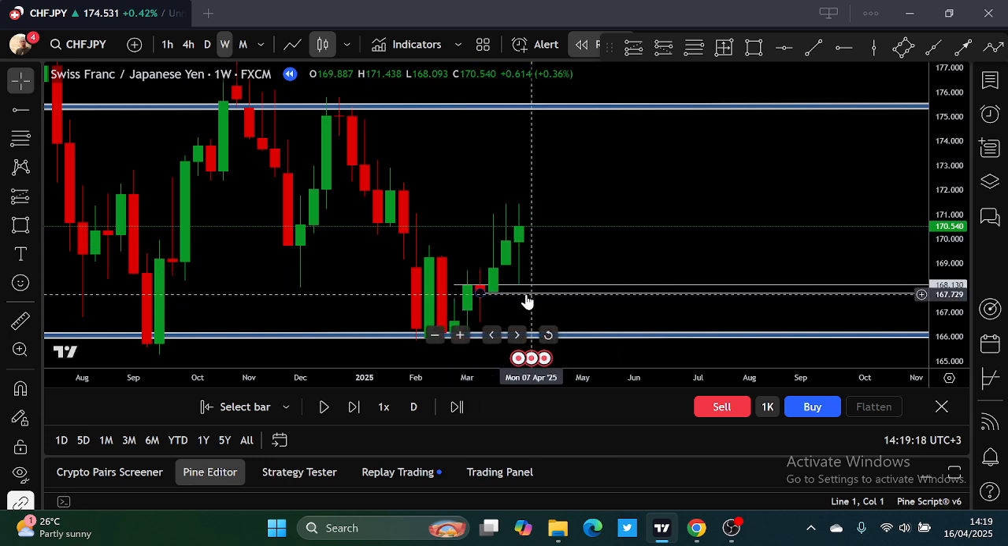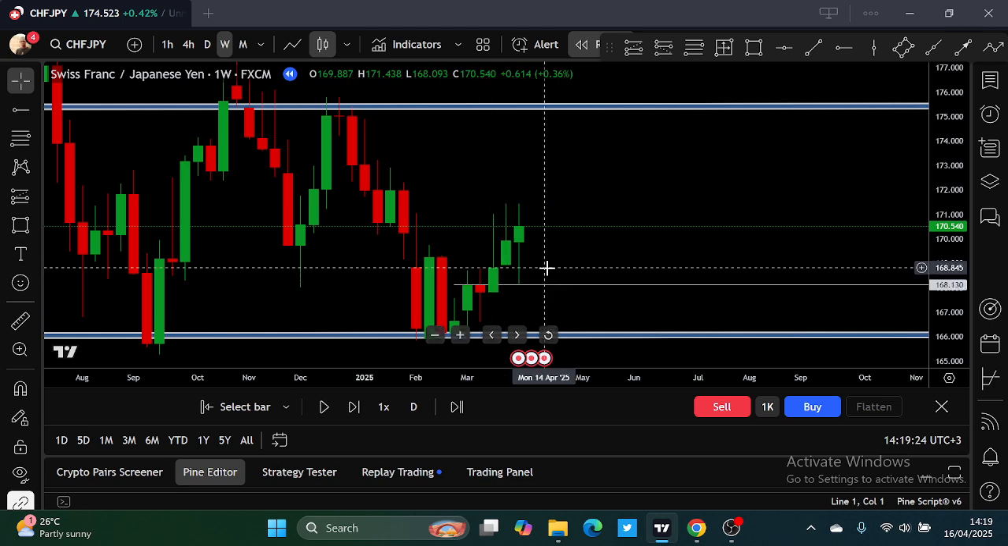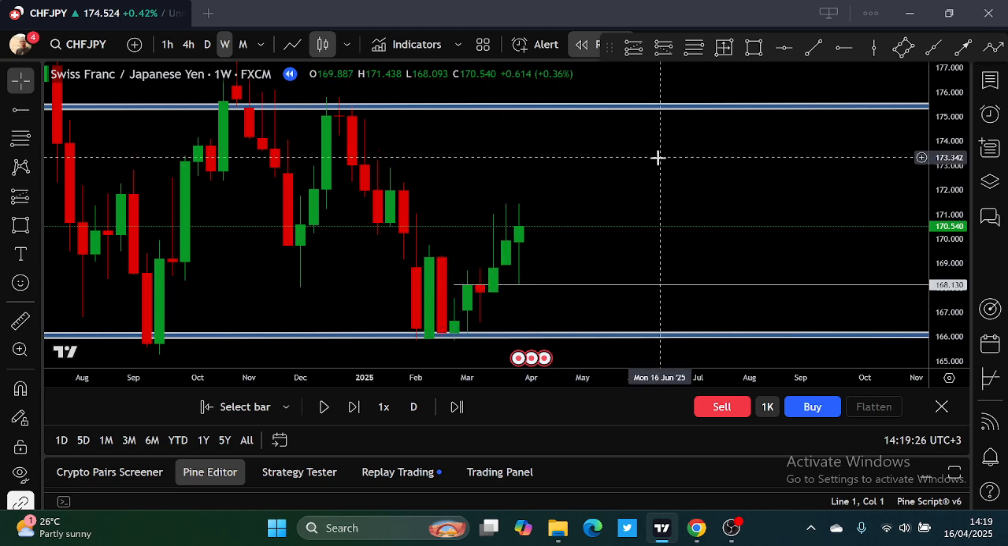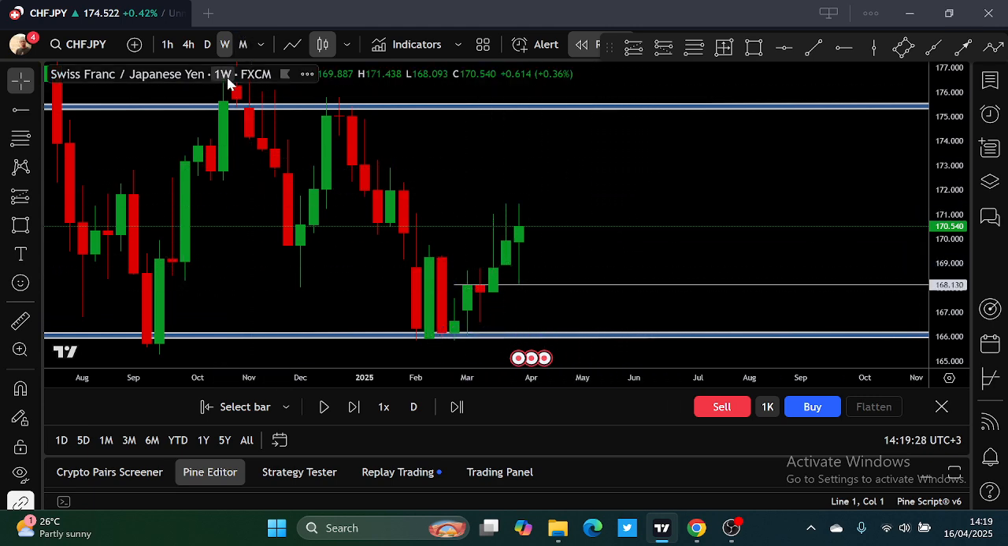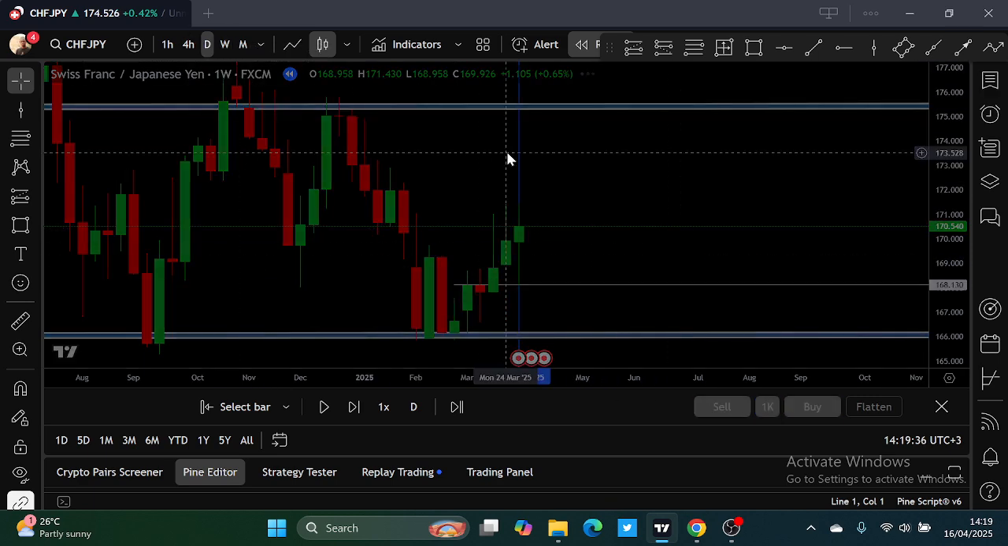So now what happens here? Let me just remove this support because we don't need it. Now we have gotten a collision with the resistance here. So what next? What do we want here now? We are going to just mark this candle here, our wick. We are going to drop to the daily time frame.